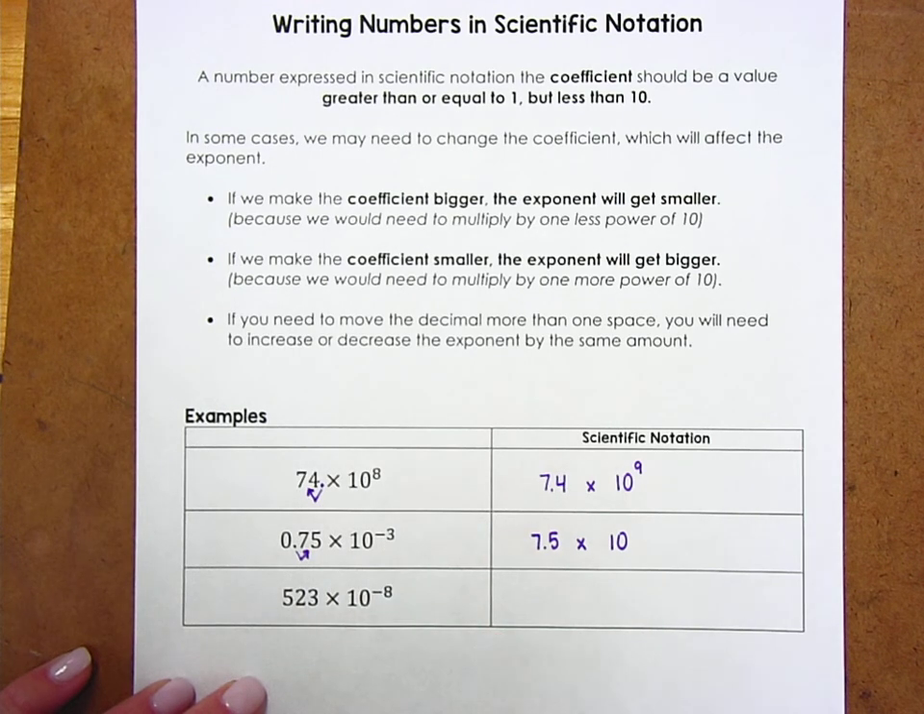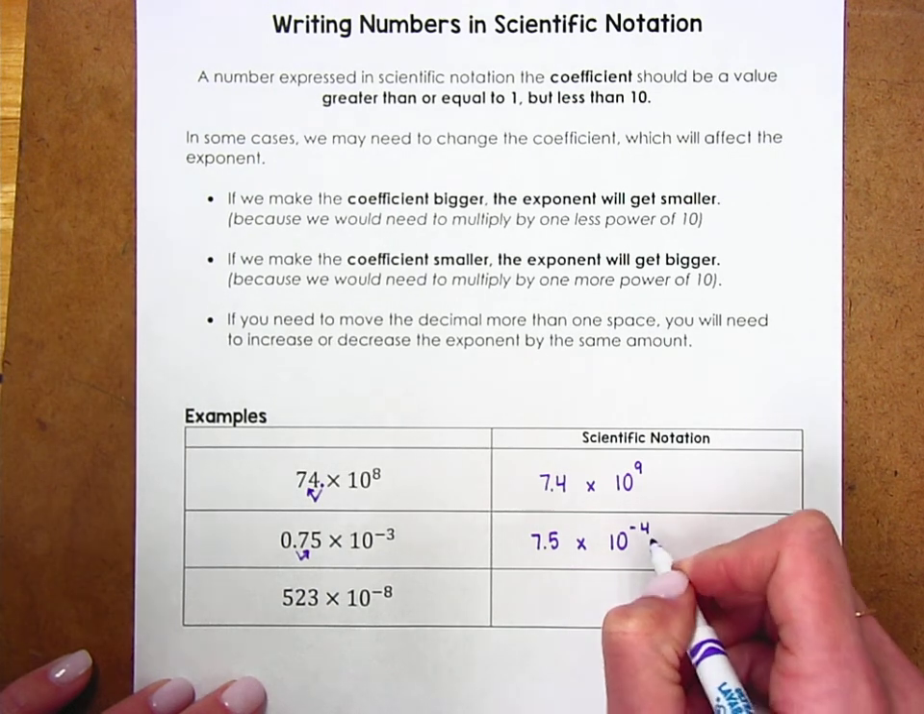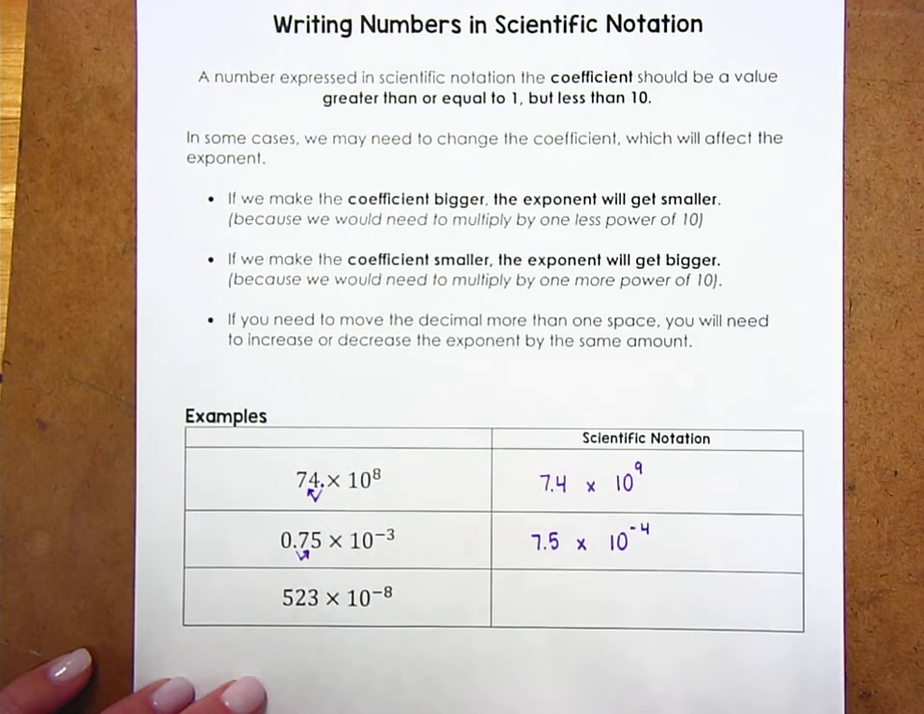With negatives, we want to be careful because a smaller exponent than negative 3 would be negative 4. So the more negative a value gets, the smaller the value is. So 0.75 times 10 to the negative third really should be 7.5 times 10 to the negative fourth in scientific notation. Let's take a look at one more example.